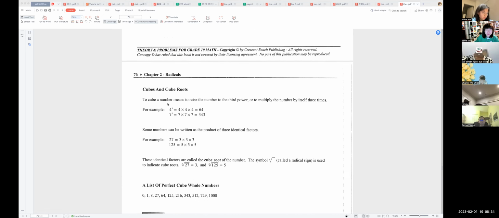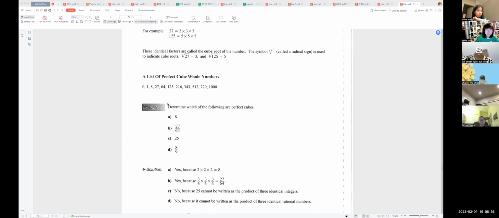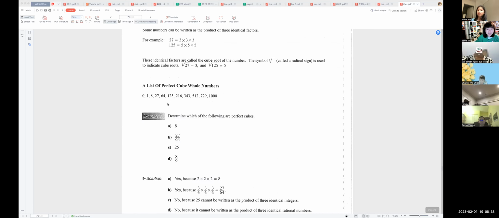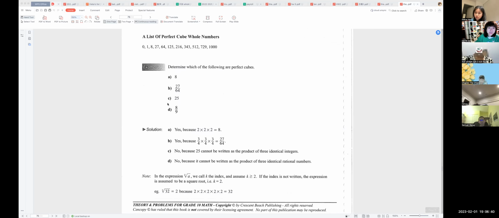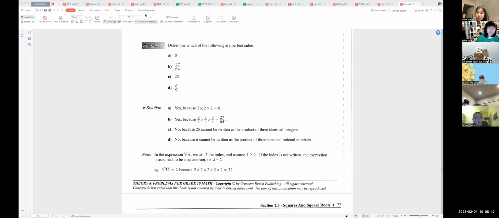So we're not using this way. They're having cubes and cube roots. Okay everybody, let's take a look at this one. Determine which of the following numbers are perfect cubes.